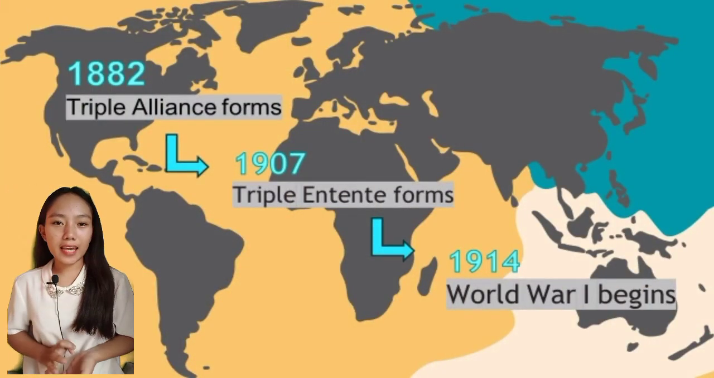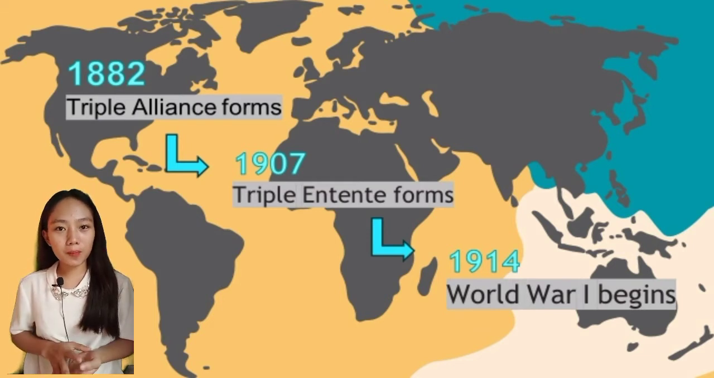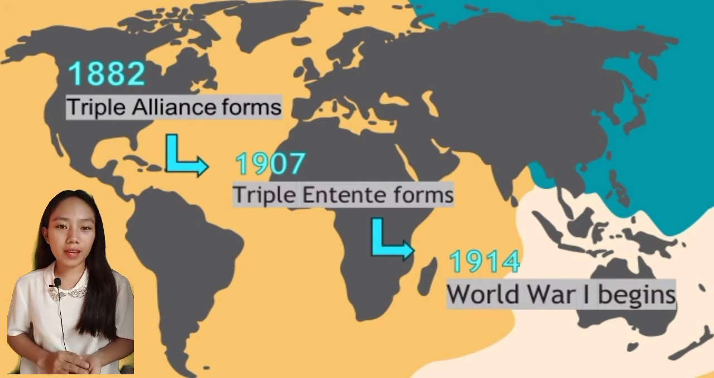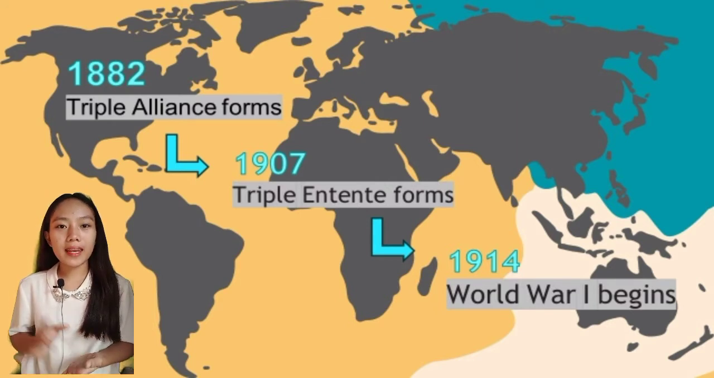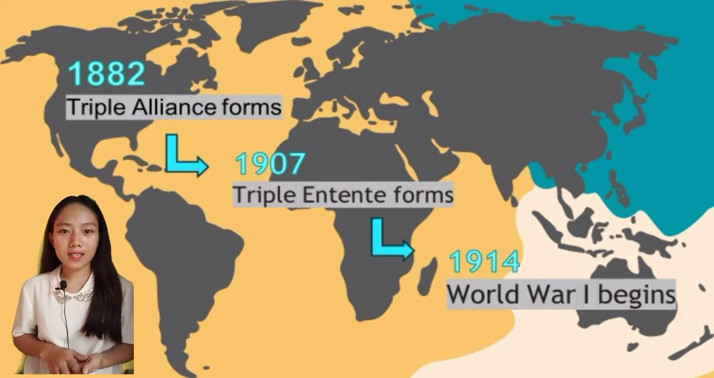These are another key date mapping. First is in 1882, Triple Entente was formed. Second is in 1907, the Triple Entente was formed. And lastly, in 1914, World War I begins.